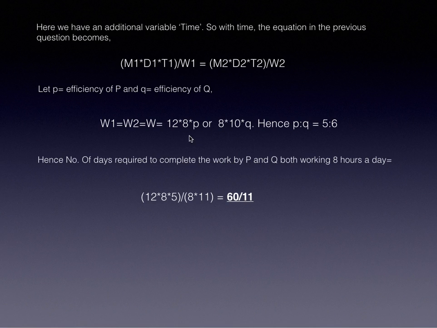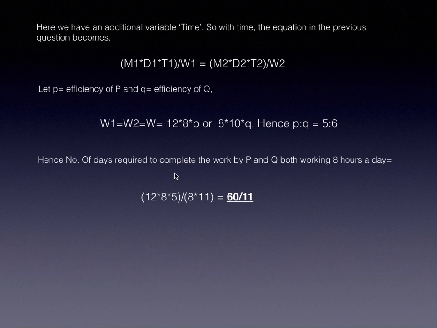And equating this, that is 12 into 8 into p is equal to 8 into 10 into q, we get p is to q is equal to 5 is to 6. That is, the efficiency of P and Q are in the ratio 5 is to 6. So substitute 5 here or 6 here, we will get the work. That is 12 into 8 into 5 or 8 into 10 into 6 will give us the work.